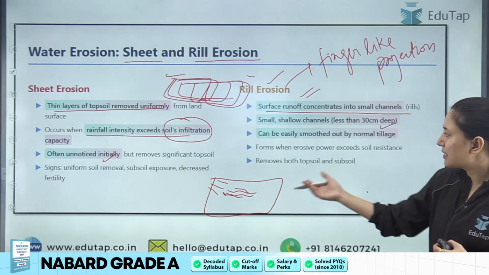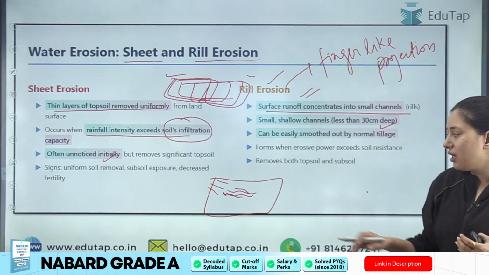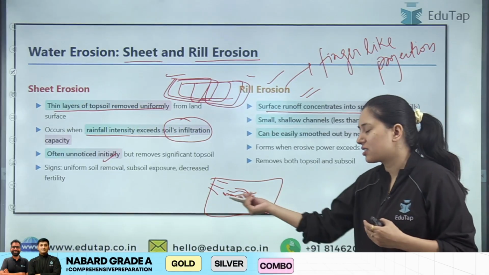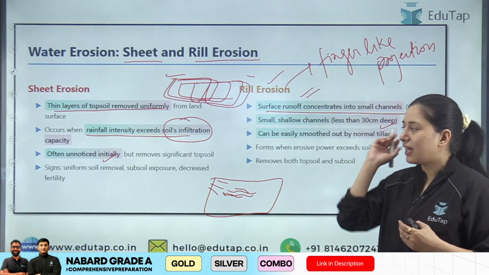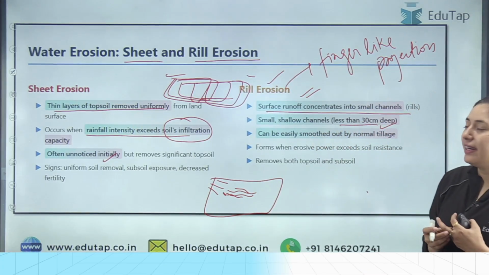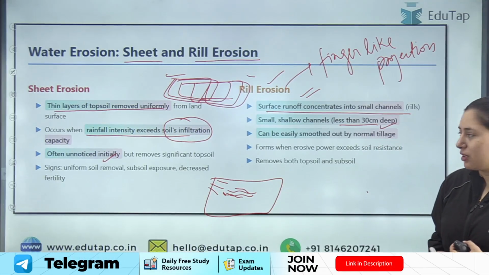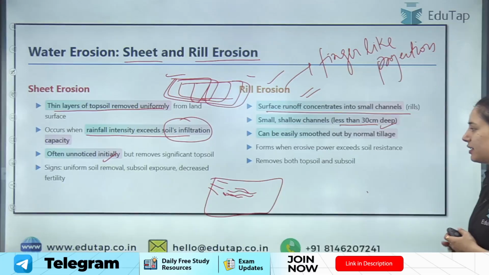So rill erosion is basically when these small finger-like projections or rill-like structures are formed, that is called rill erosion, and they are not very deep, they are shallow, and usually they are less than 30 centimeter depth. Okay, they have less than 30 centimeter depth.